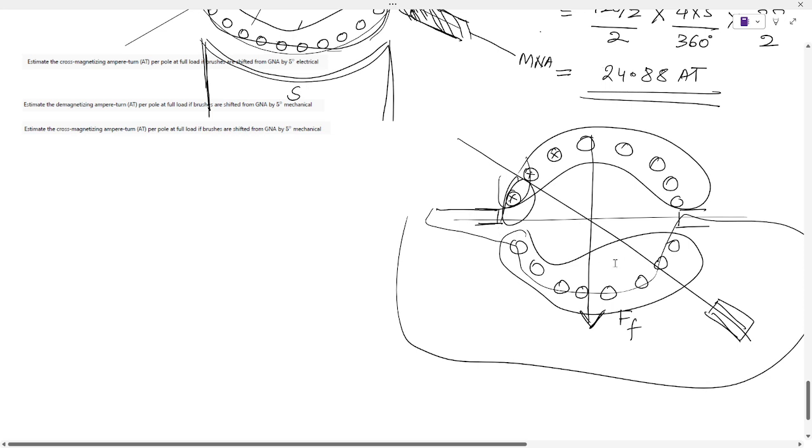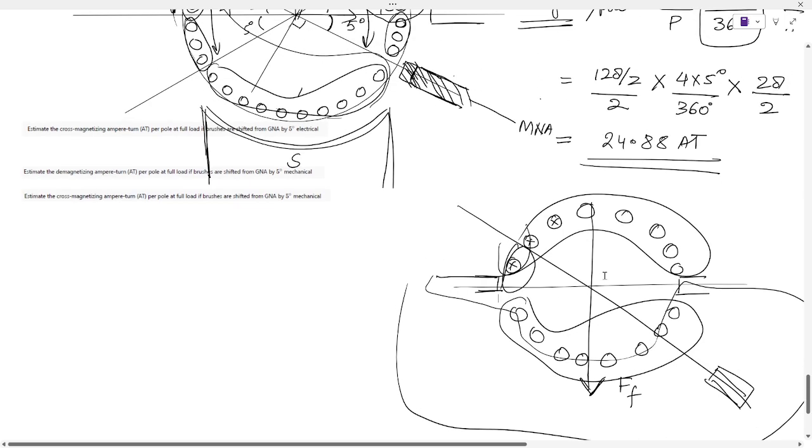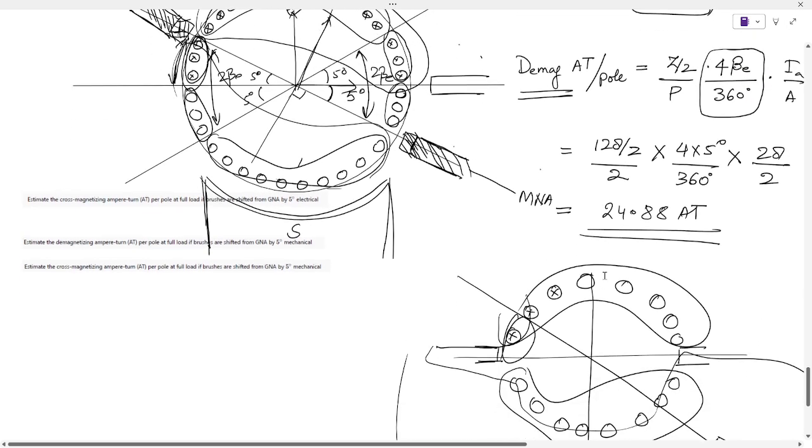This can be easily visualized in a 2-pole machine only. Further, if we go with a 4-pole machine, visualization becomes difficult.